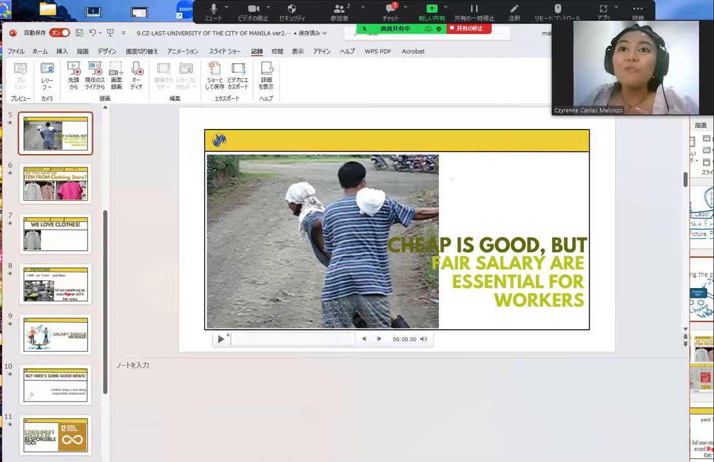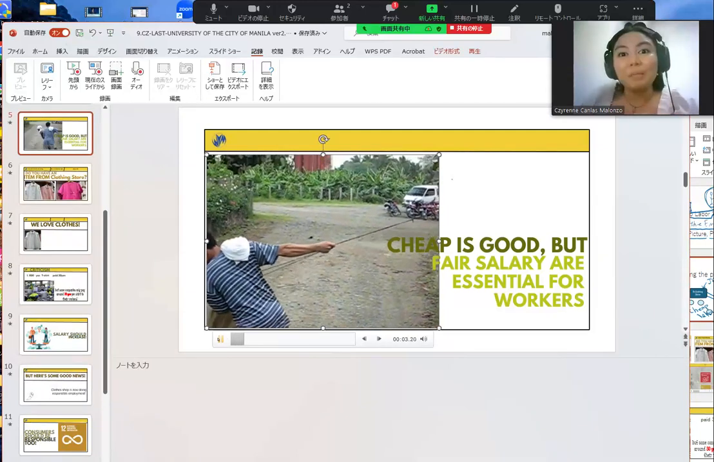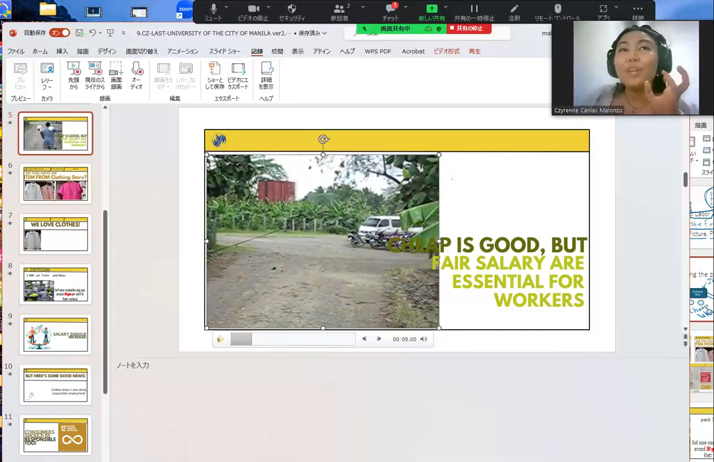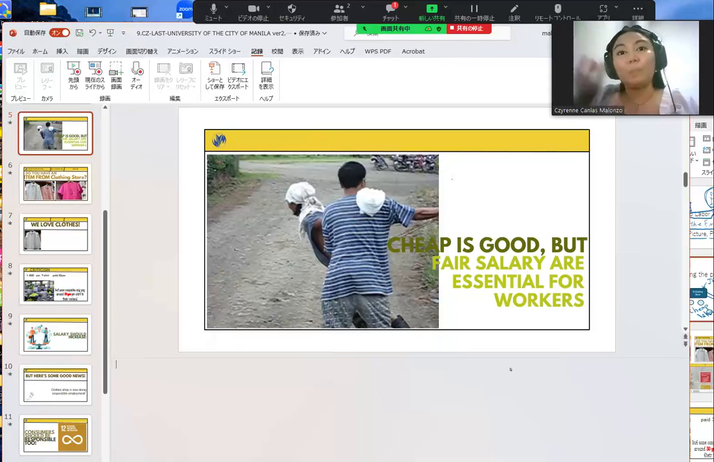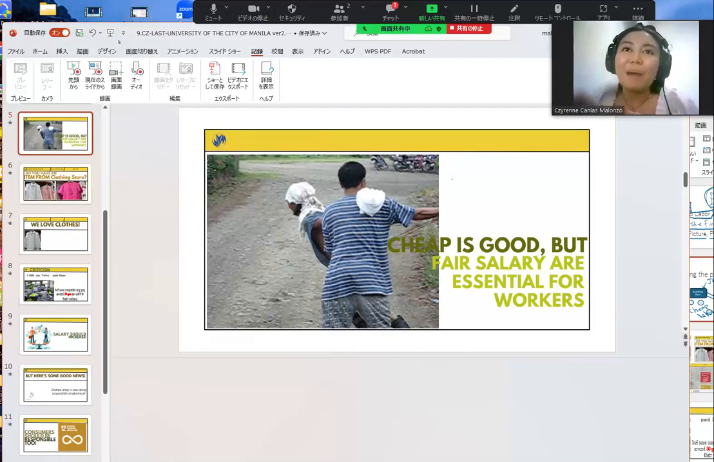Now, we already know about the problems with bananas. We have to think how we are going to connect it to Japan. My group decided to make it about clothing stores. So in page 6, just a second.